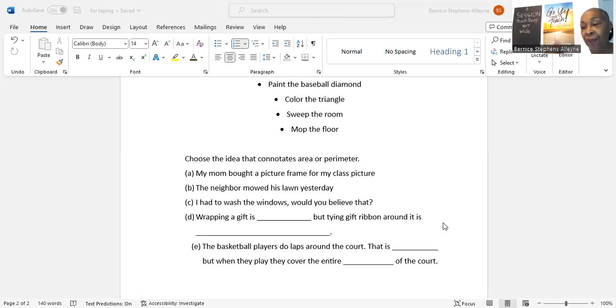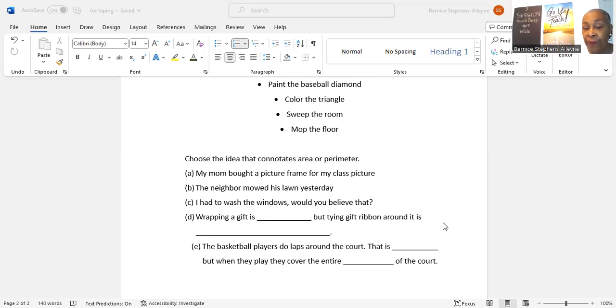The pane is defined by a border. Sometimes it's metal and sometimes it's wood, but the border would be the perimeter of the window pane. The pane is the area. That would be the discussion in class.